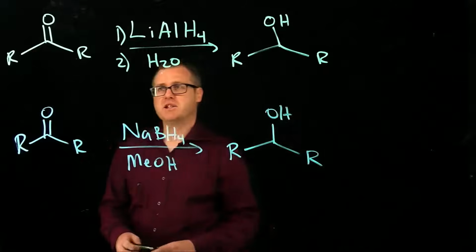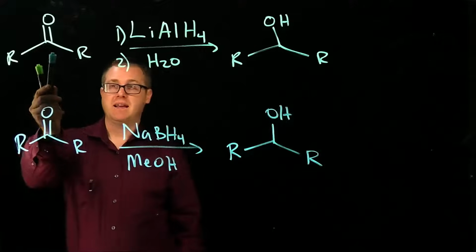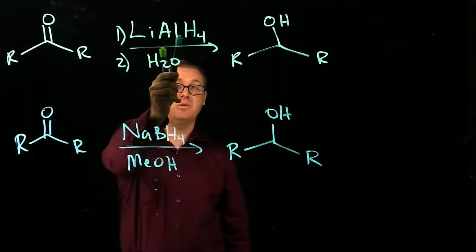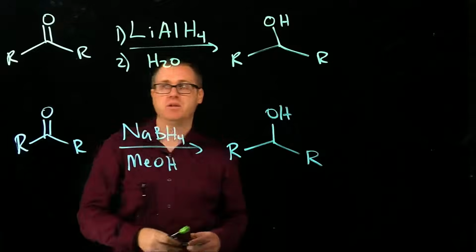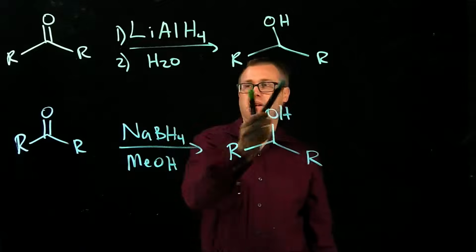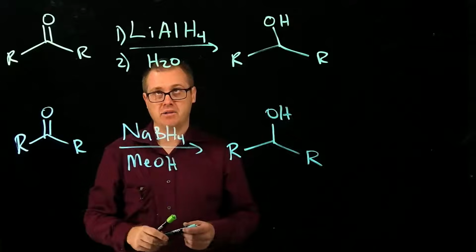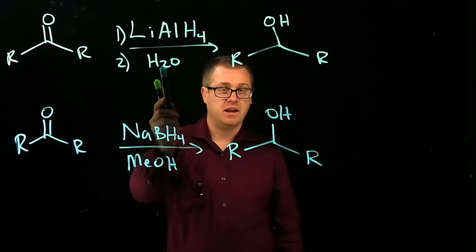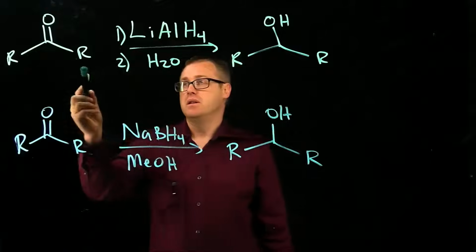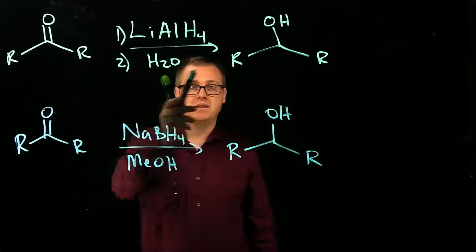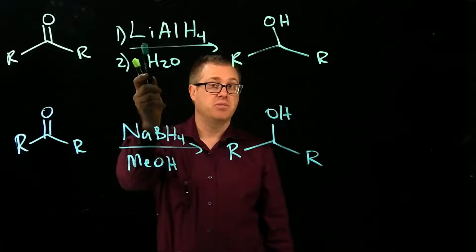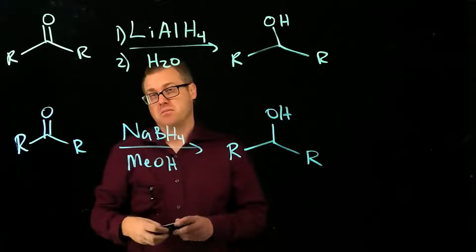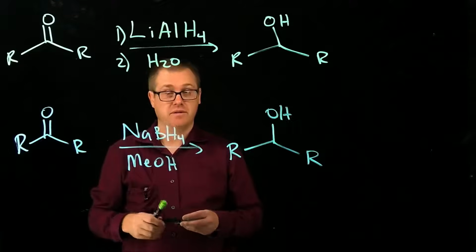Recall from previous chapters, when you take a ketone or an aldehyde and treat it with lithium aluminum hydride, you reduce it into an alcohol. And when you use lithium aluminum hydride, you're going to have to do it in 2 steps, the reduction and then the acidic workup. Now, this reaction has to be done under basic conditions. Lithium aluminum hydride is basic, and it's also nucleophilic.